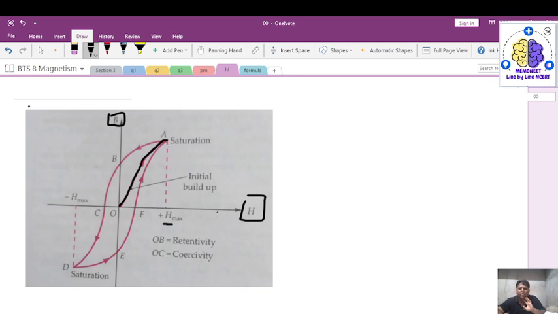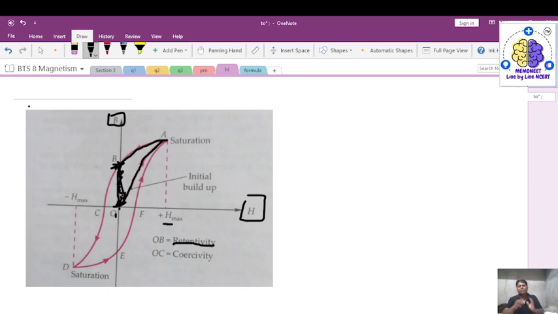Now, if I go on reducing the intensity of the externally applied magnetic field, what will happen? The substance will start demagnetizing itself. As soon as H reaches zero, the magnetization induced in the substance will not come to zero. It will retain some magnetic property. This is the value which it retains, and this intercept OB is known as retentivity.